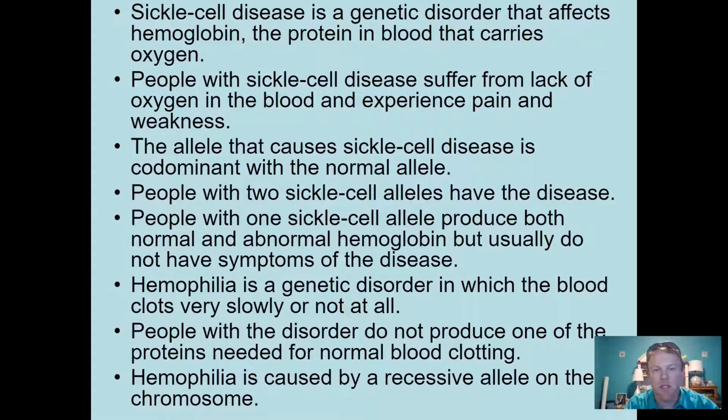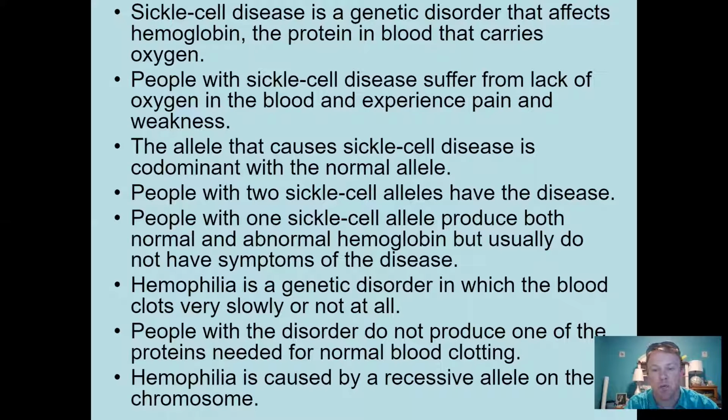The allele that causes sickle cell disease is codominant with the normal allele, so you can be a carrier and not know it. People that have two sickle cell alleles have the disease. People that have one sickle cell allele produce both normal and abnormal hemoglobin, usually have no symptoms of the disease, but could potentially pass it down to their offspring.